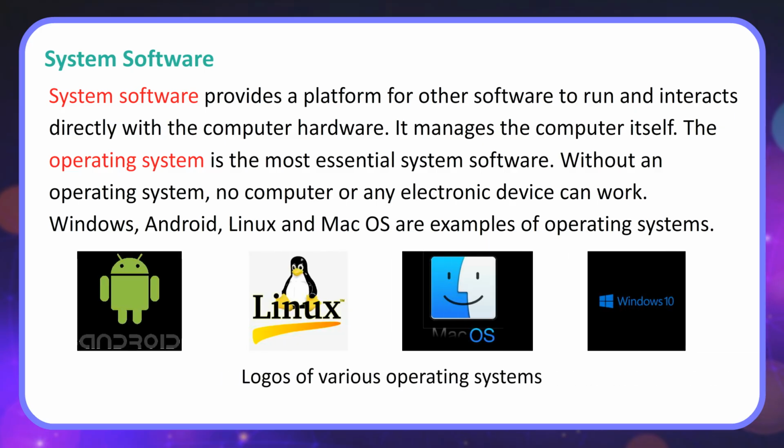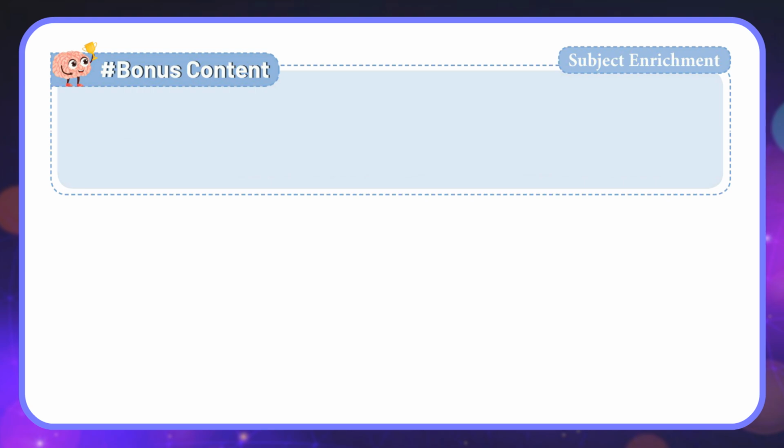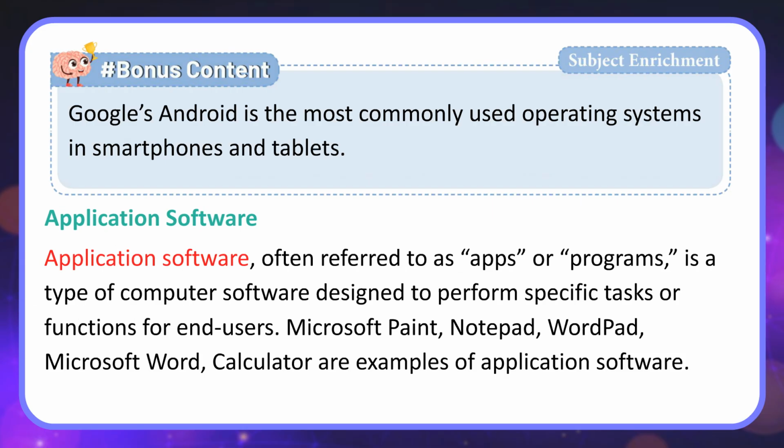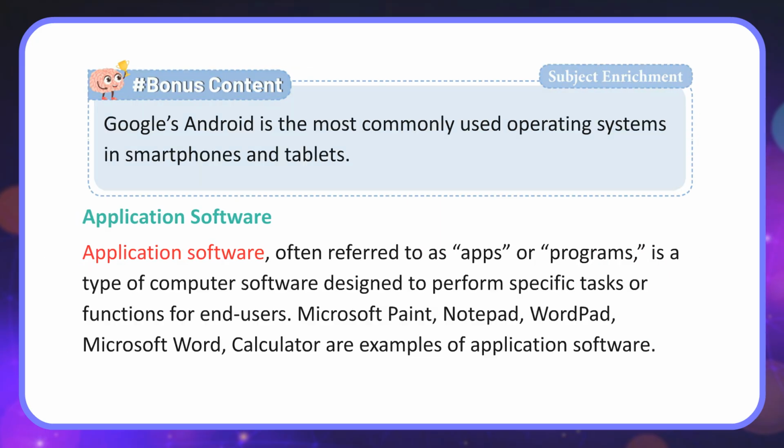Logos of various operating systems. Bonus content. Subject enrichment. Google's Android is the most commonly used operating system in smartphones and tablets. Application software. Application software, often referred to as apps or programs, is a type of computer software designed to perform specific tasks or functions for end users. Microsoft Paint, Notepad, WordPad, Microsoft Word, Calculator are examples of application software.